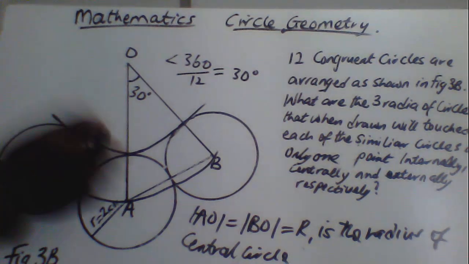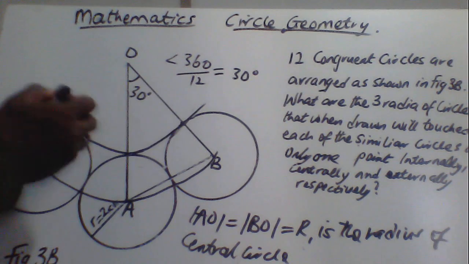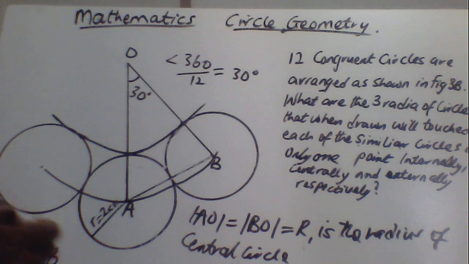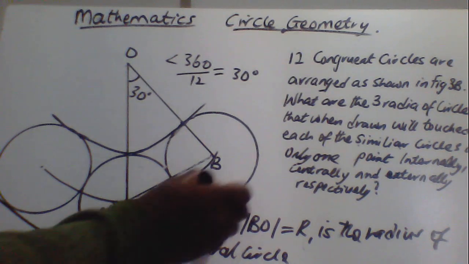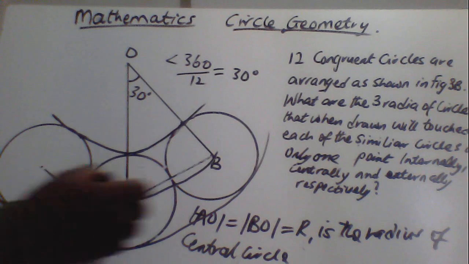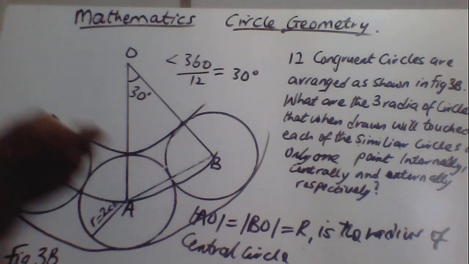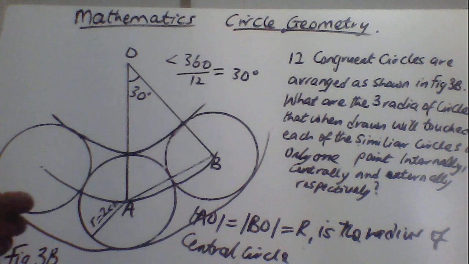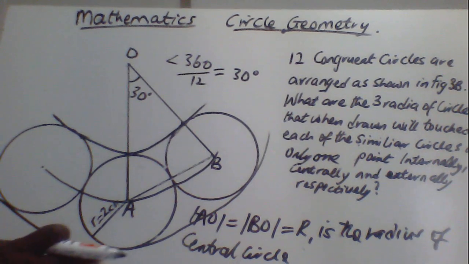I'm using a free hand, so this is just an illustration. We'll come to that for this internal circle. Then joining the outside of the internal circle, you get another circle. So how many circles will be formed? The first is internally, the second is centrally, and the third is externally. So we will come to that.